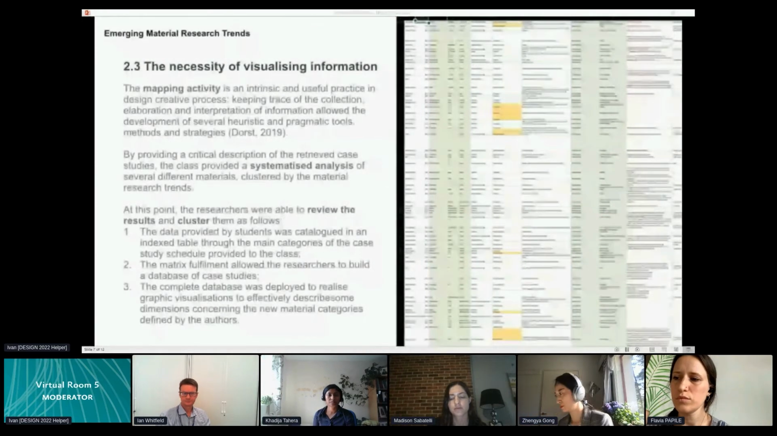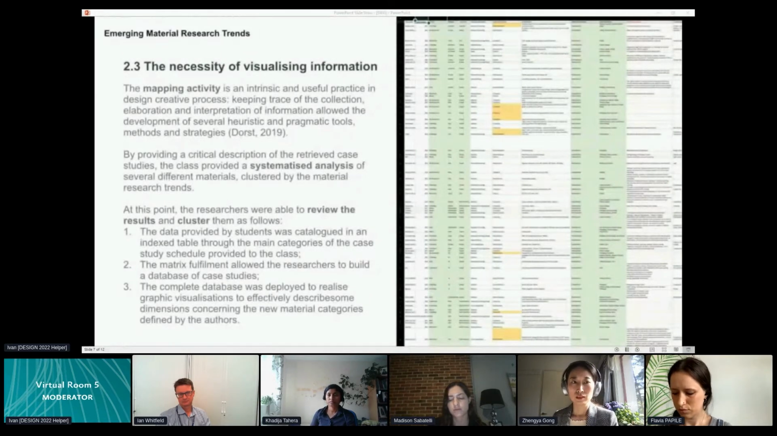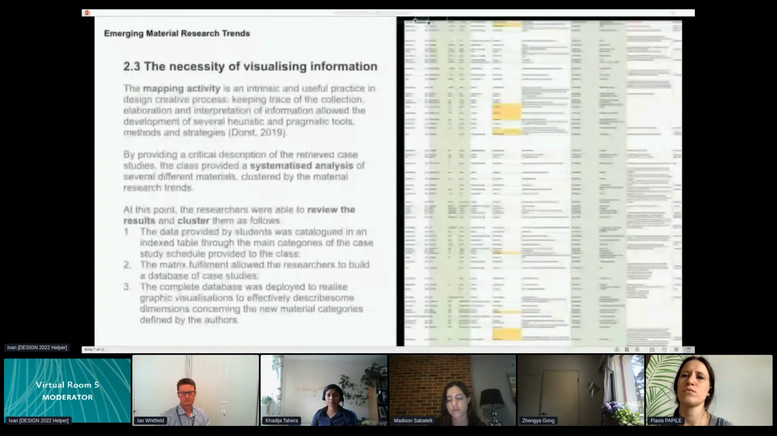First of all, the data provided by the students were cataloged in an indexed table through the main categories of the case study schedule provided to the class. Secondly, the matrix fulfillment allowed the researchers to build a database of case studies. And at this point, the complete database was deployed to realize some graphic visualization to effectively describe some dimensions concerning the new material categories defined by the authors.